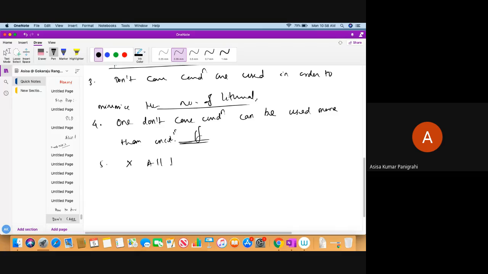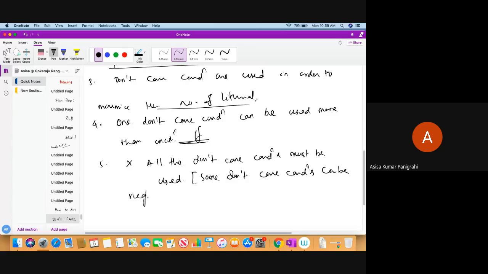All the don't cares must be used. There is no particular rule. Means some don't care conditions can be neglected also. Some don't care conditions can be neglected. I will tell you, don't worry, while doing some problems you will understand.